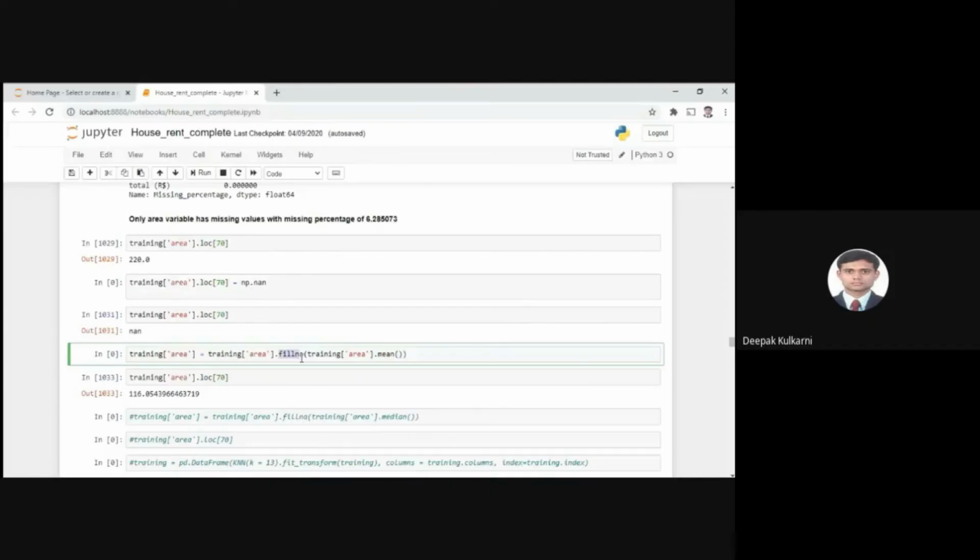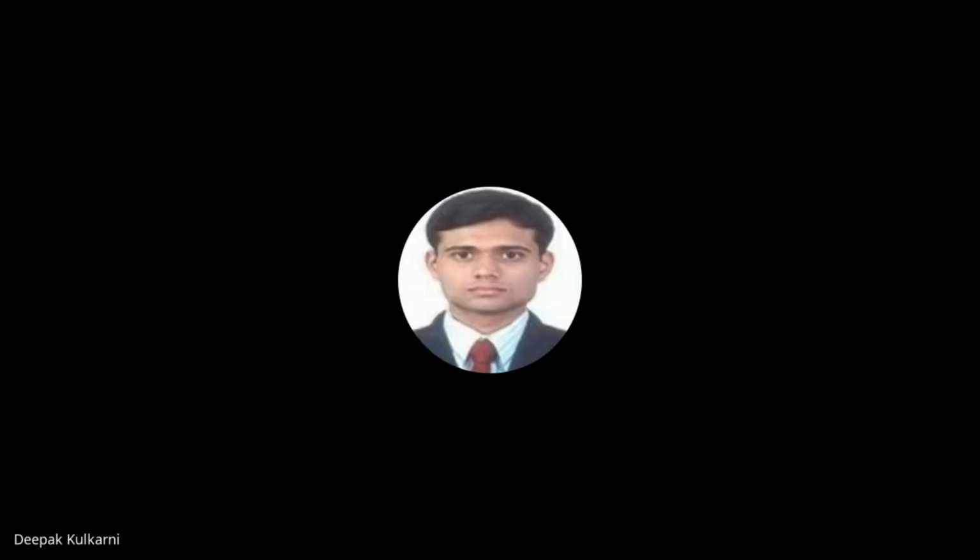It is 116. Okay. So similarly, you can do it with median and KNN, but because of shortage of time, I'm just giving you the idea, right? So next is the area. Look at this. Okay. Training values. So these are the numerical values.